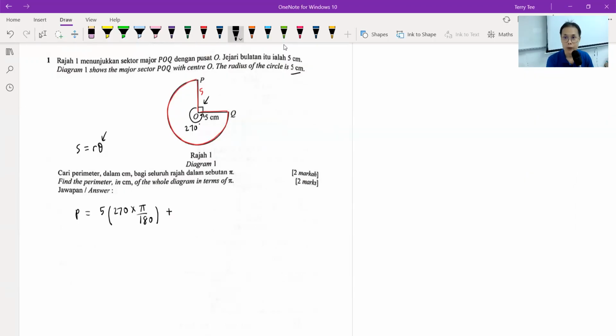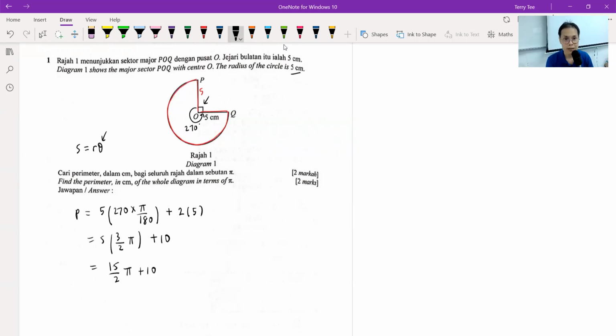Then we add with the length of your radius. And we have two of them, so we write 2 times 5 cm. Now 270 over 180, we can actually simplify to 3 over 2 pi. Okay, so we add with 10 and the result will be 15 over 2 pi plus 10.